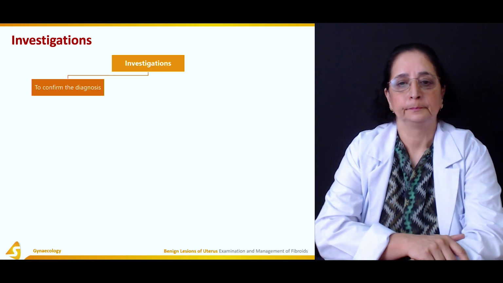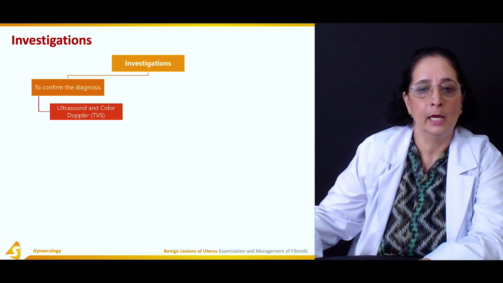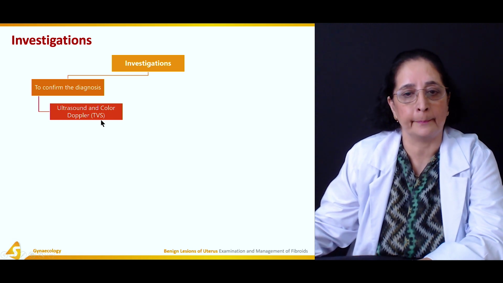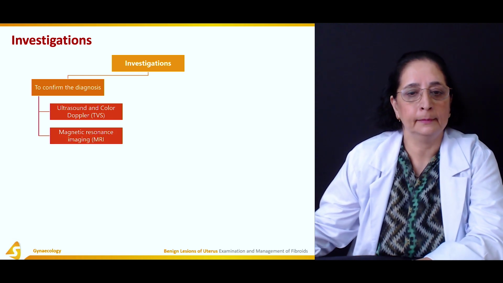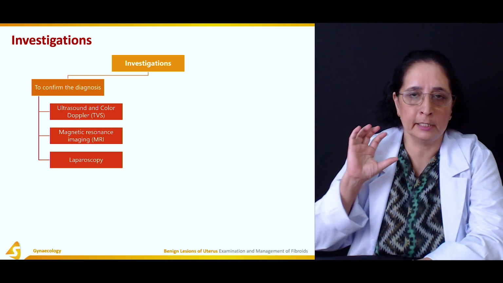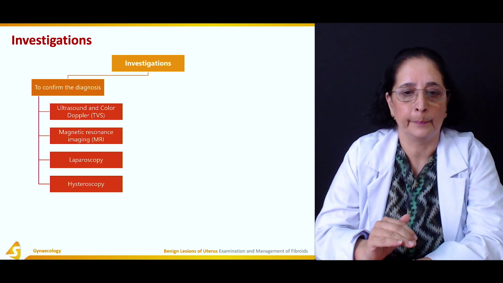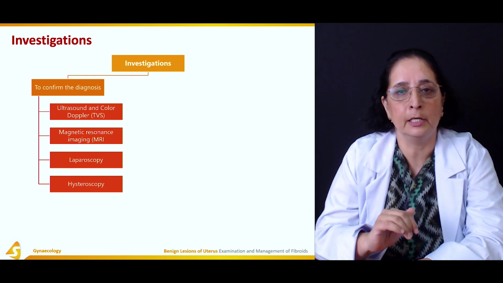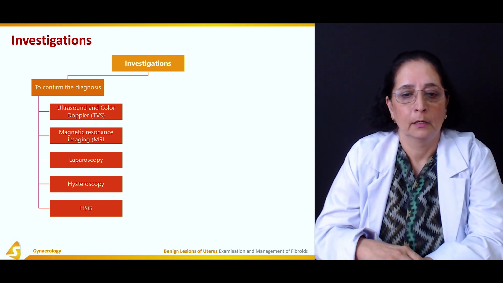Investigations performed are to confirm the diagnosis of the fibroid. Usually ultrasound and color Doppler, transvaginal TVS, transvaginal sonogram. Ultrasound is performed transvaginally. MRI, laparoscopy, in which the fibroids can easily be visualized with the help of the laparoscope. Hysteroscopy, in which the hysteroscope is inserted into the uterus. Then HSG, sonogram.